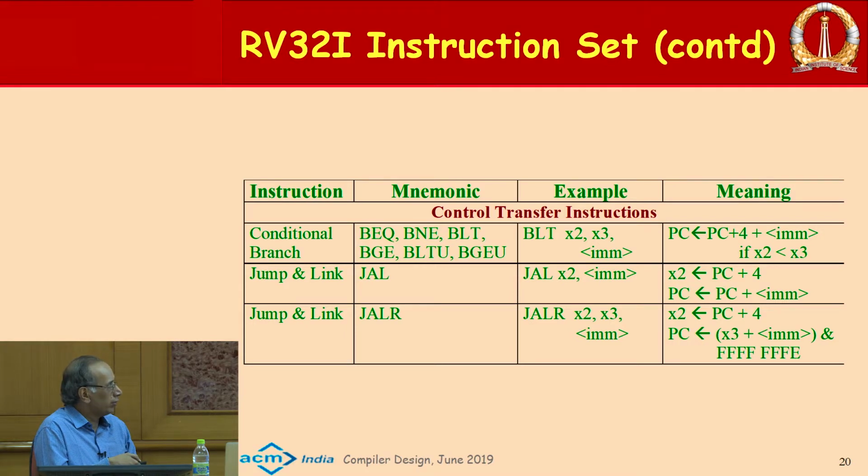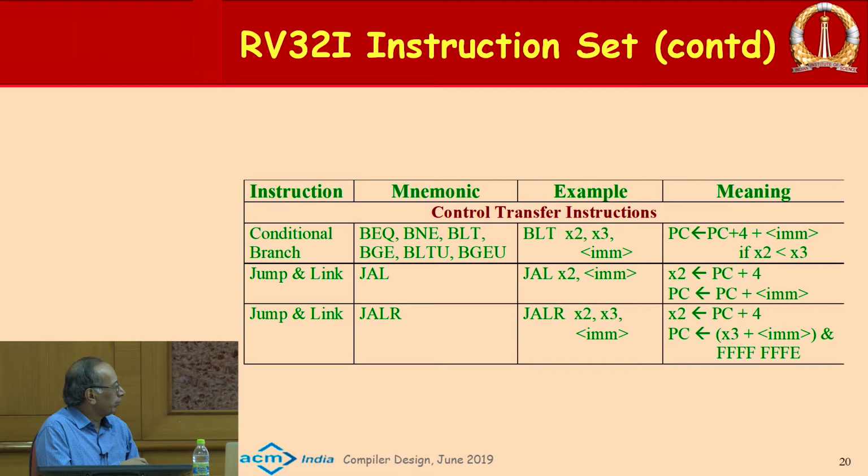But before you jump, you save the address of the next instruction. What is that address? It is a return address. After the function call, you are supposed to come back there, so you save it in this register. So, you save the return address in this particular register and you jump to PC plus 4 plus immediate, sorry, actually here it says PC plus immediate, to that location. That is really where you go to.